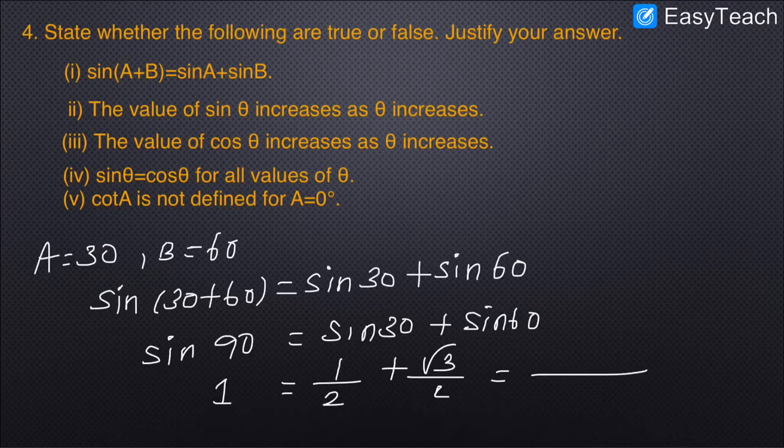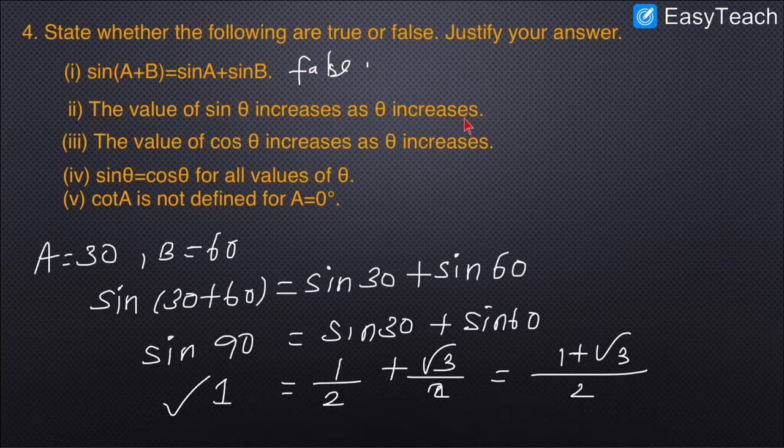Next statement. The value of sin theta increases as theta increases. To answer this, check out the trigonometric table. So see sin 0 is 0, sin 30 is 1 by 2, it is increasing, right? So sin theta is increasing as theta is increasing. So this statement is true.